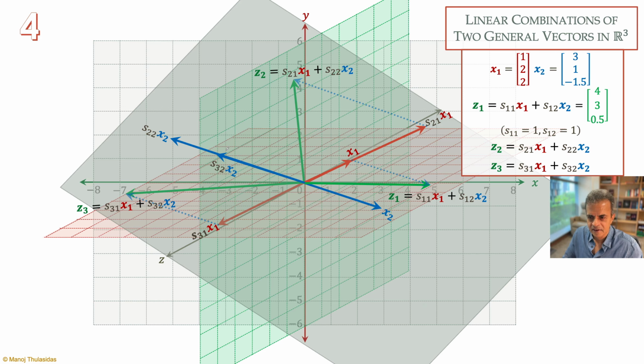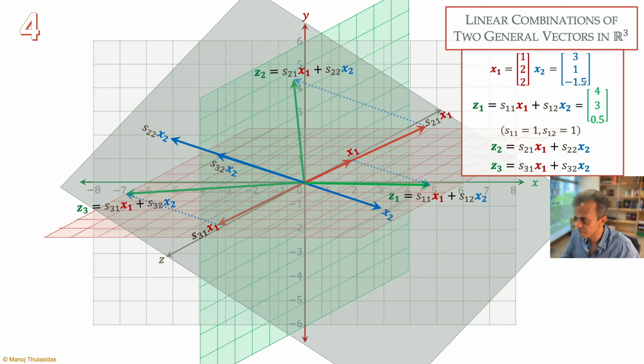Now I take a more complicated example in example number 4. Here, the two vectors x1 and x2 are not on the xy plane. There are some general vectors pointing in some direction, but it doesn't matter because there are only two of them. There will be one point in the coordinate space that is (1, 2, 2), that is the tip of my red vector. Another one that is (3, 1, -1.5), so there are 2 points. And then the origin, there are 3 points. They form a triangle, and a triangle, as you know, lies on a plane, and that is a plane that is defined by these two vectors, and all linear combinations will fall on that plane.